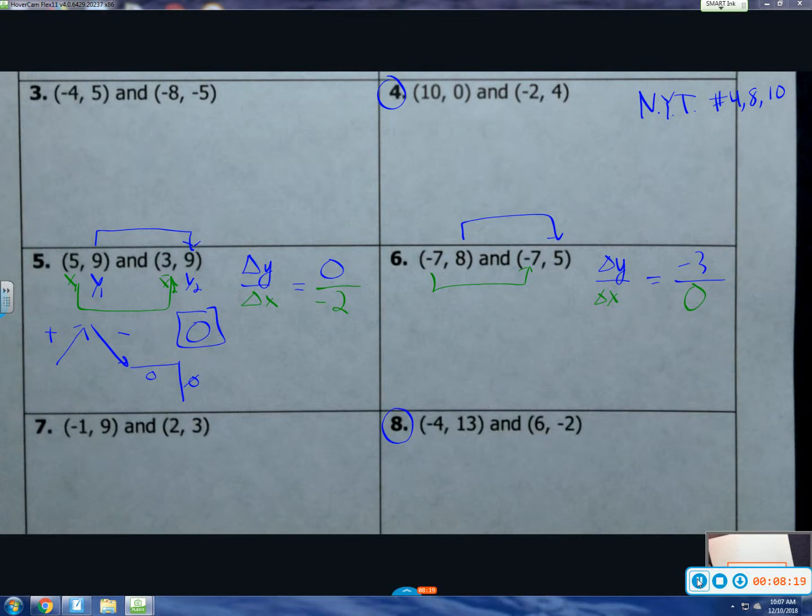So we know that we cannot divide by 0. Dividing by 0 is impossible. So you cannot have an answer for this. So this answer is undefined. And we know that that visually looks like this right here, this slope straight up and down.